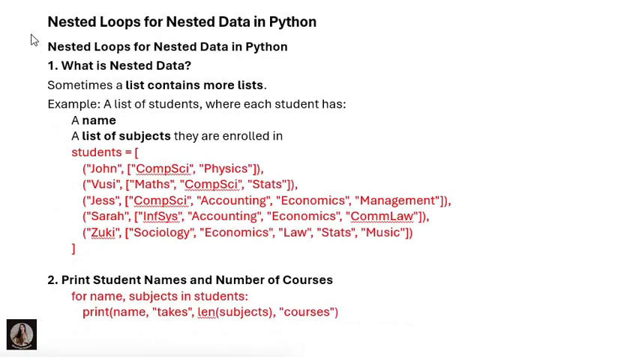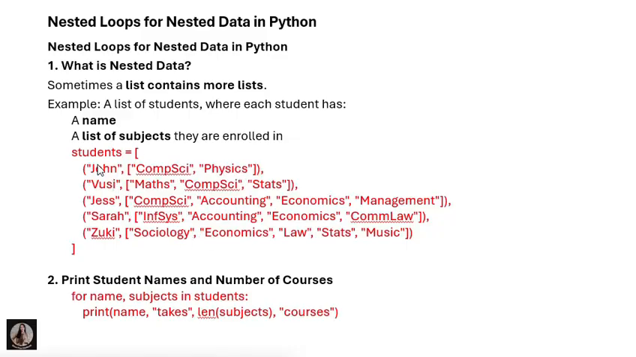And the last concept in this video is nested loops for nested data in Python. Here, what is nested data? Sometimes a list contains more lists. That is a list inside a list, which is called nested data. For example, a list of students where each student has a name and a list of subjects they are enrolled in. What are all the subjects they have enrolled in?